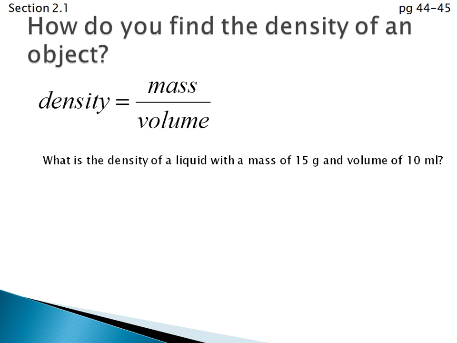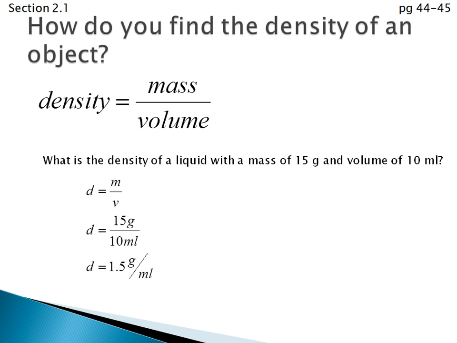So let's look at an example here. What is the density of a liquid with a mass of 15 grams and a volume of 10 milliliters? So we write out our equation, D equals M over V, then plug in our numbers. 15 grams is for mass, 10 milliliters for the volume, and when I divide it out, I get 1.5 grams per milliliter.